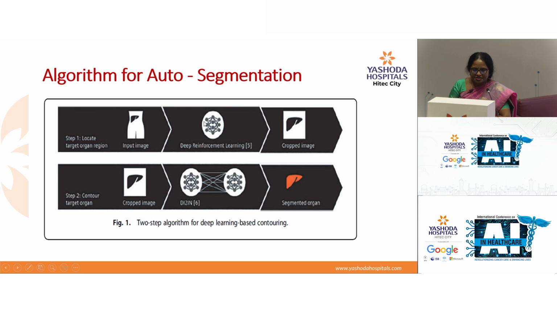So these are the images which are fed into the system. I have to contour the liver here. So the system, this is a two-step algorithm. The first step, it will locate where the organ is, and the second step, it will contour by itself. So what we have to do as a human, as an oncologist here, is to check whether the machine has done a proper job or not.